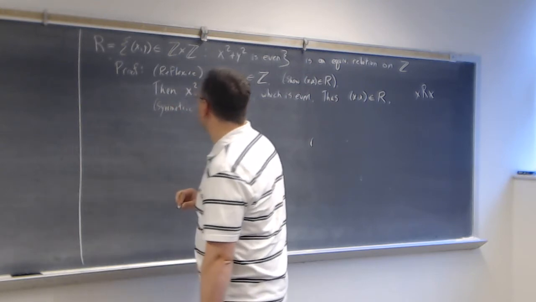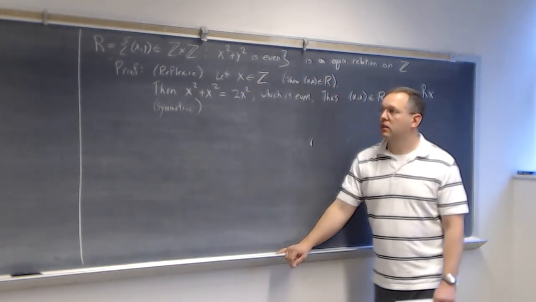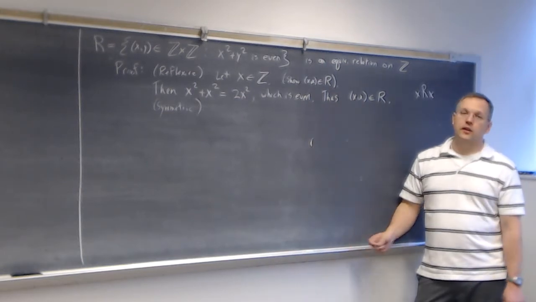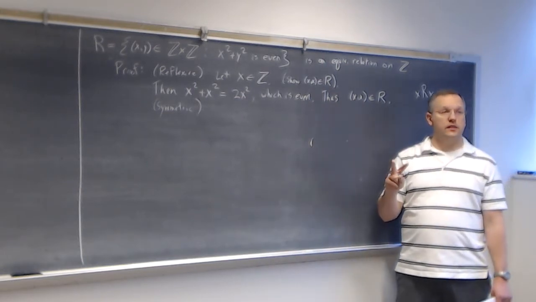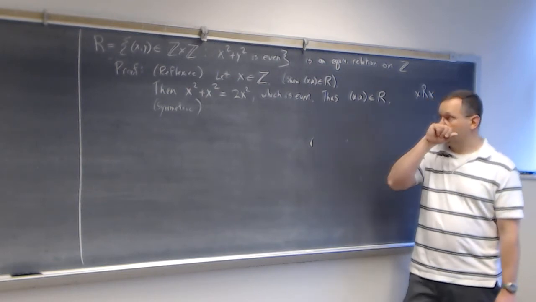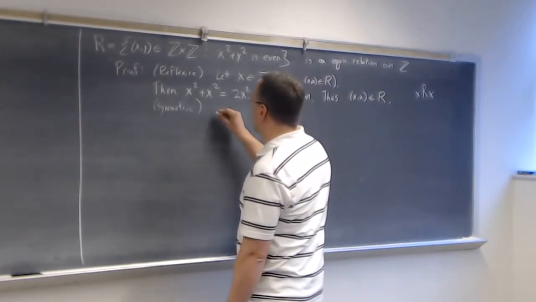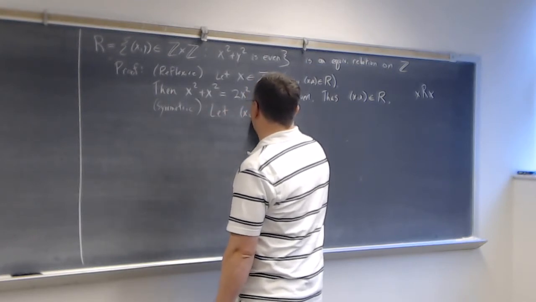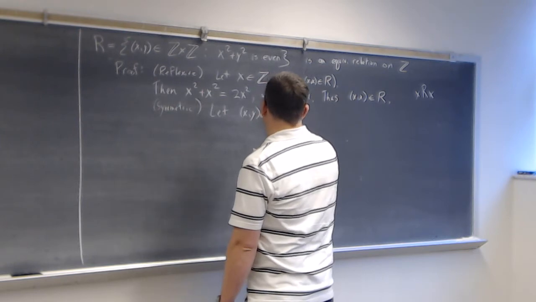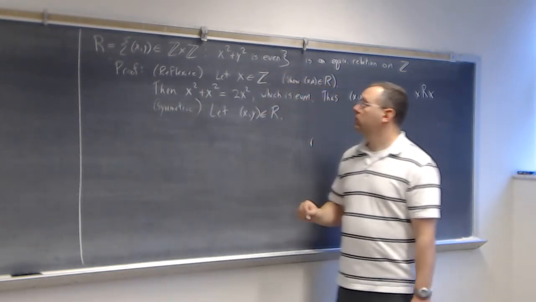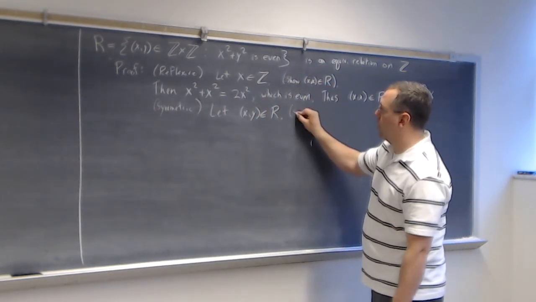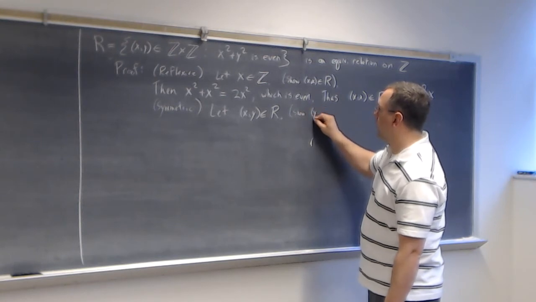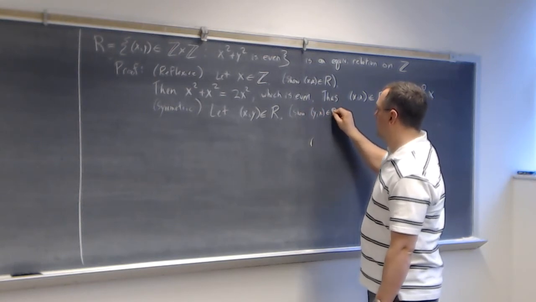All right, so for symmetric, I need to show that if (x, y) is in the set, and when I reverse the coordinates, (y, x) better be in R as well. Okay? So I'm going to let (x, y) be an element of R. I need to show that (y, x) is in R.